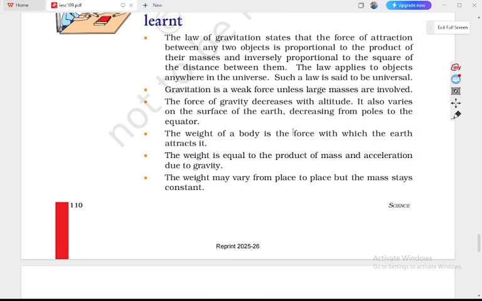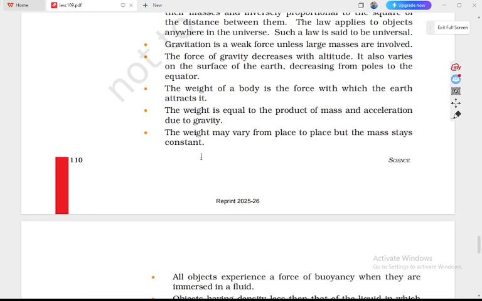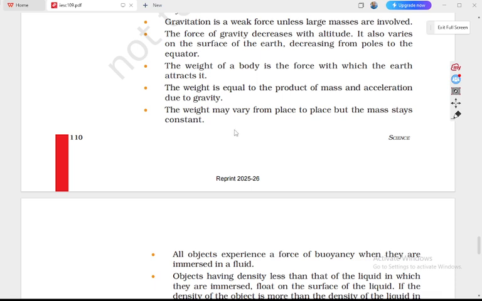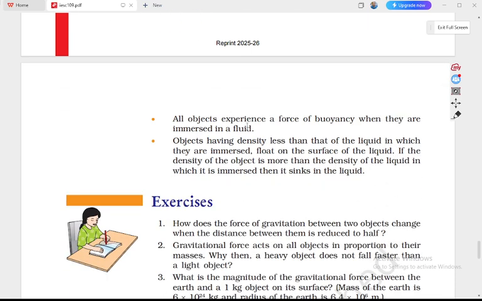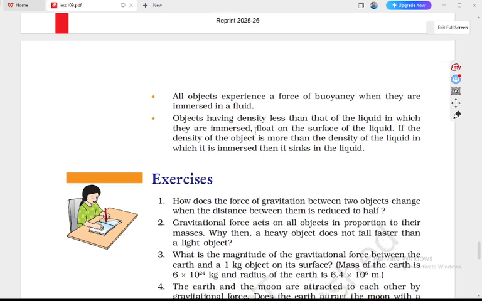The weight of a body is the force with which the earth attracts it. The weight is equal to the product of mass and acceleration due to gravity. The weight may vary from place to place, but mass stays constant. All objects experience a force of buoyancy when they are immersed in a fluid. Objects having density less than that of the liquid in which they are immersed float on the surface of the liquid. If the density of the object is more than the density of the liquid in which it is immersed, then it sinks in the liquid.